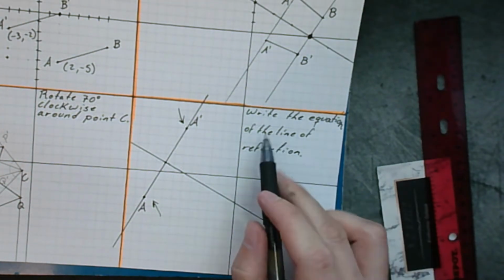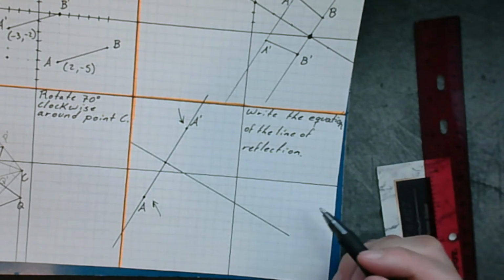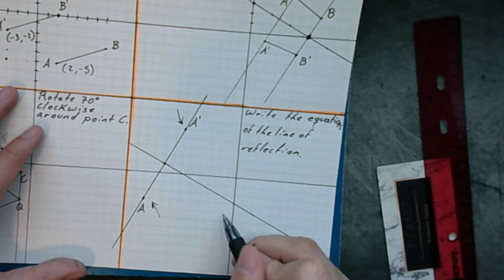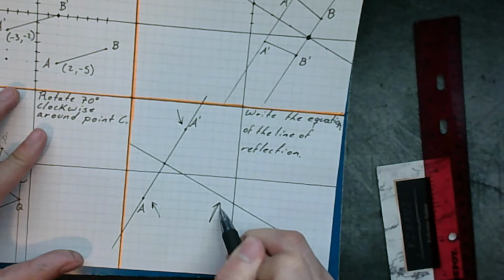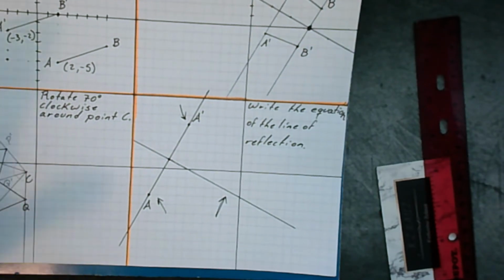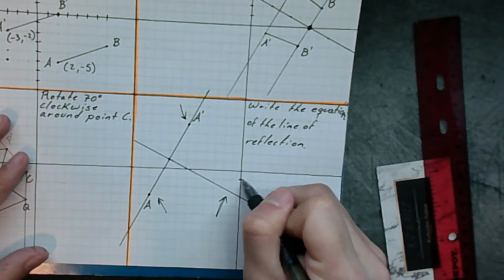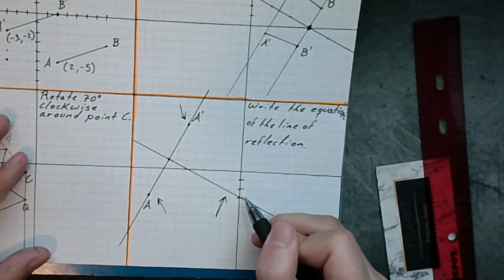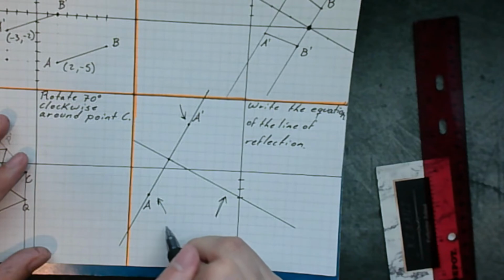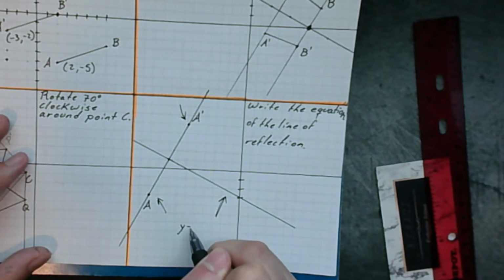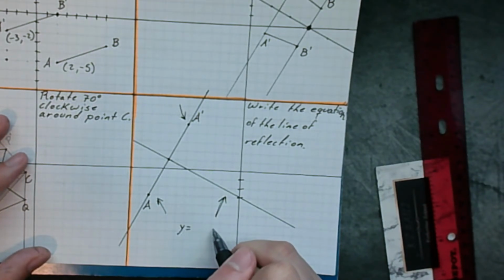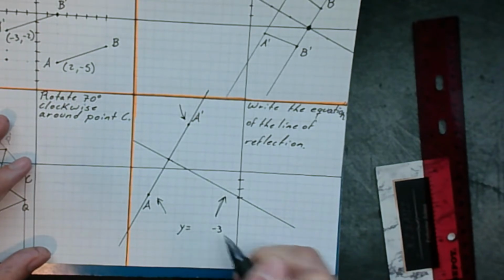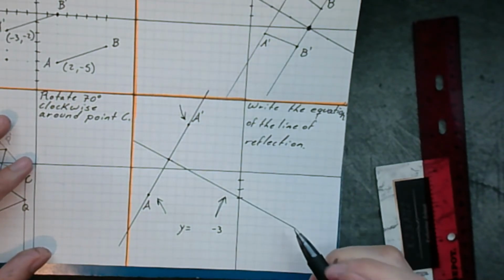And guys, it's asking you to write the equation of the line. So you want to find the equation of this line. That's an easy thing to do. Find the y-intercept. Look, my y-intercept is 3 units down. So it's y equals, the y-intercept is -3 because I go 3 units down.